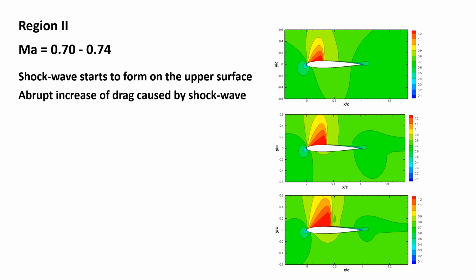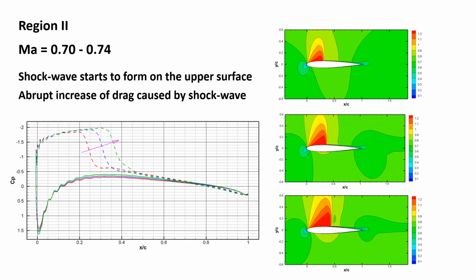Right. So as I write in here, a shock wave starts to form on the upper surface, and an abrupt increase of drag will be caused by the shock wave. That's the wave drag. And that's why we get an abrupt change in drag coefficient. And how about CL, the lift coefficient? So we need to move to the CP distribution.